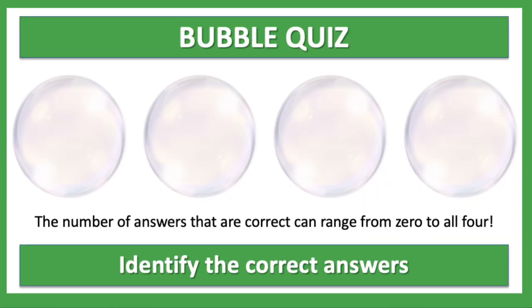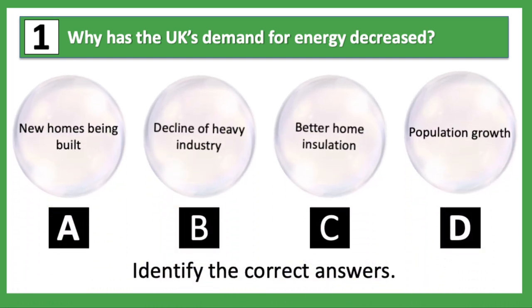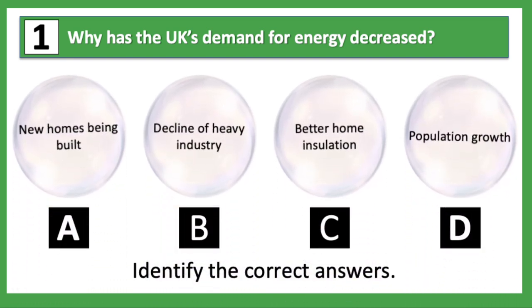Right, let's move on to a bubble quiz. With a bubble quiz, the number of answers that are correct can range from 0 to all 4. Your job is to identify the correct ones. Question 1. Why has the UK's demand for energy decreased? A, new homes being built. B, decline of heavy industry. C, better home insulation. D, population growth. So why has the UK's demand for energy decreased?